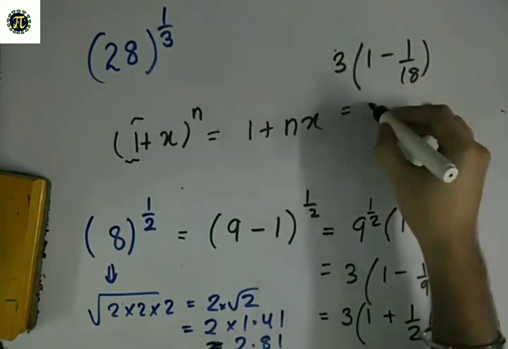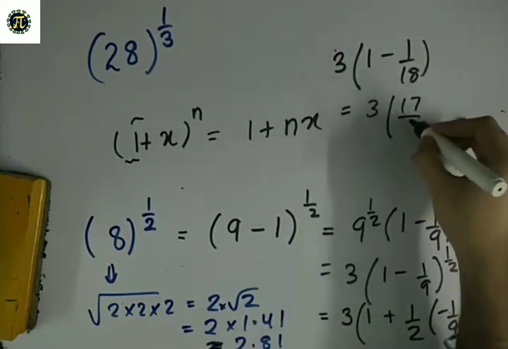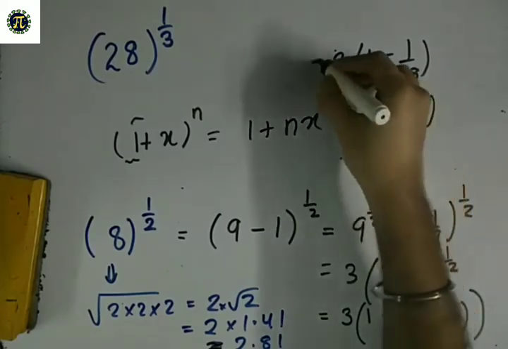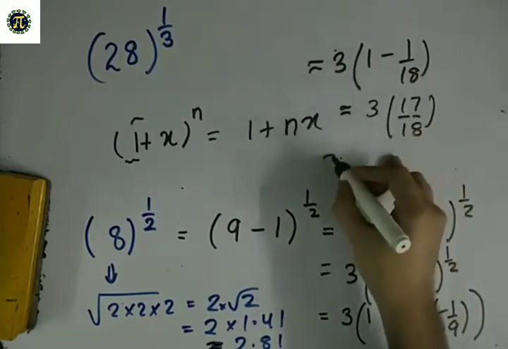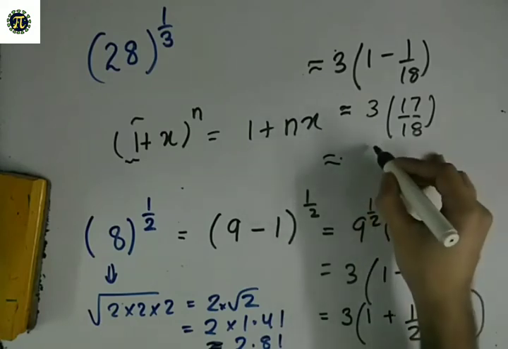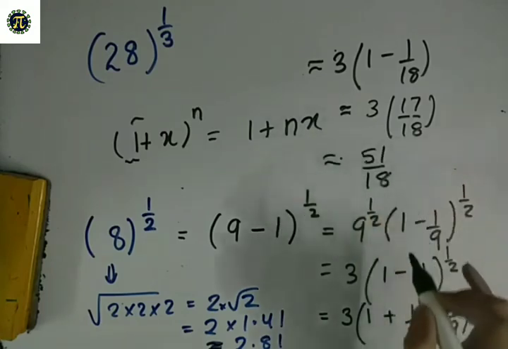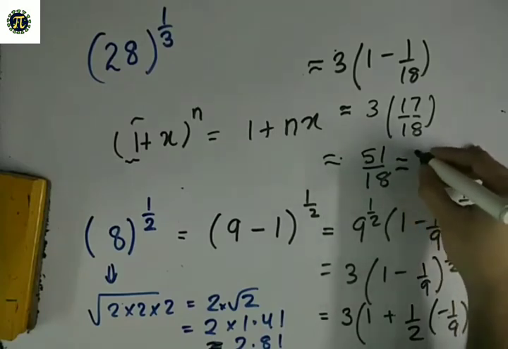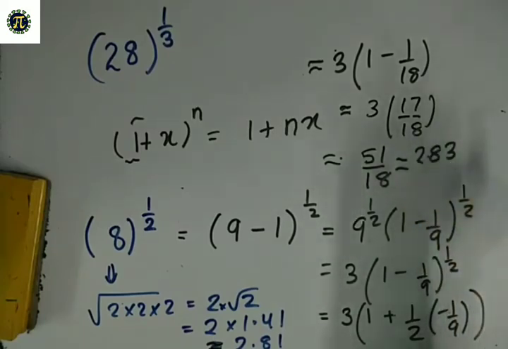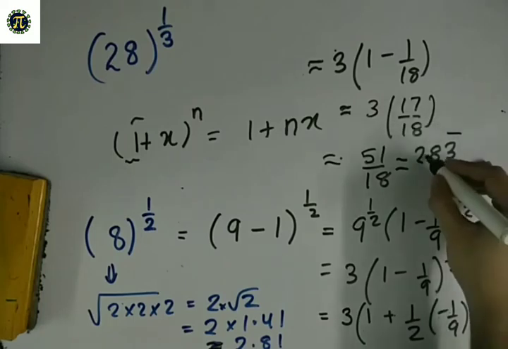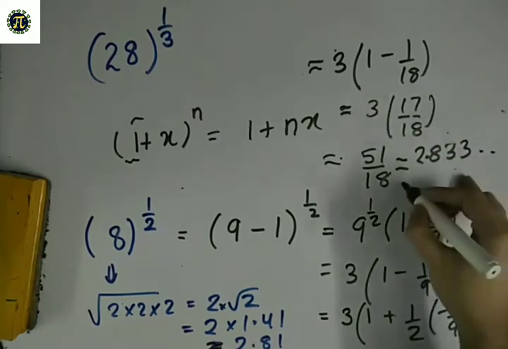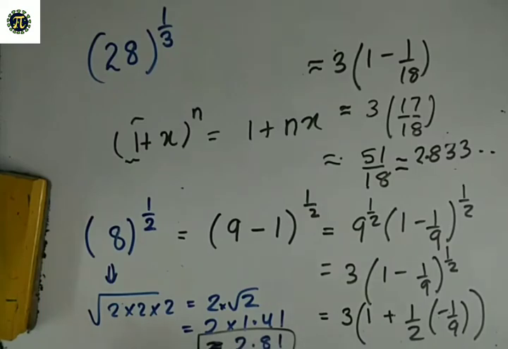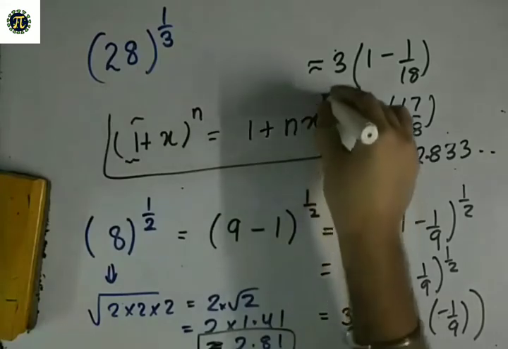That is approximately equal to 3 into 17 by 18 approximately. So I'm saying approximately, and that is 51 by 18. So let's calculate 51 by 18, which is approximately equal to 2.83, and 3 goes on. Okay, 3 bar. So 2.833, and which is very near to 2.81. Okay, so I was able to approximate the value of root 8 using the binomial approximation.